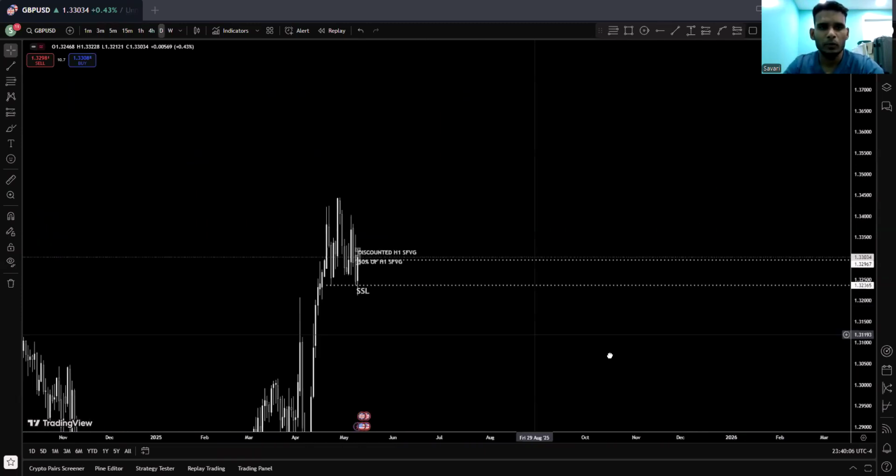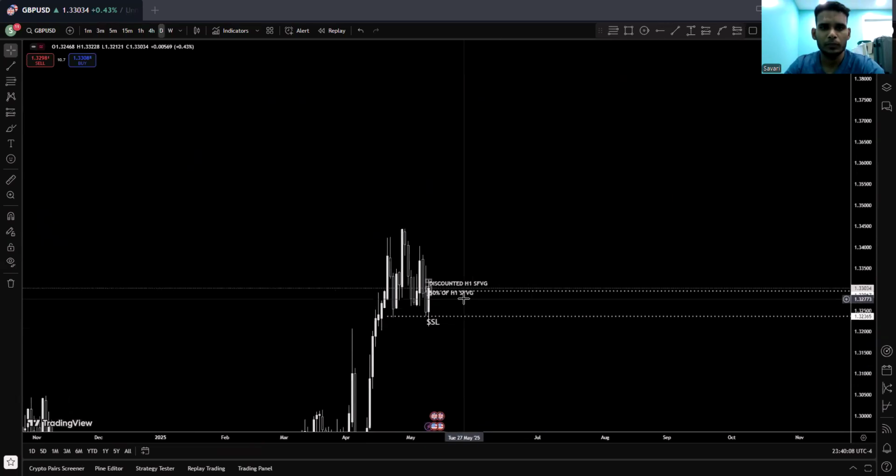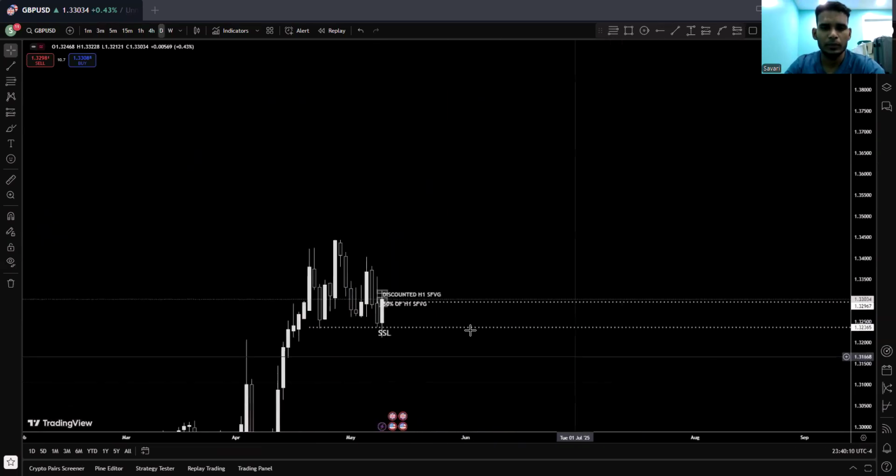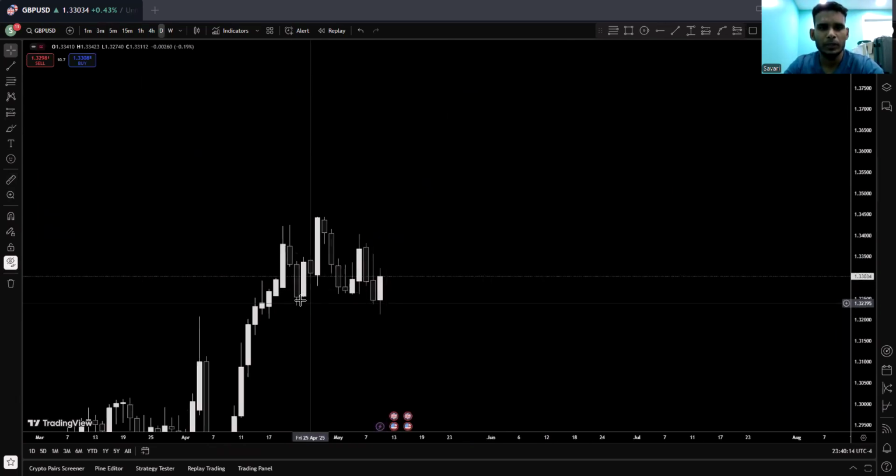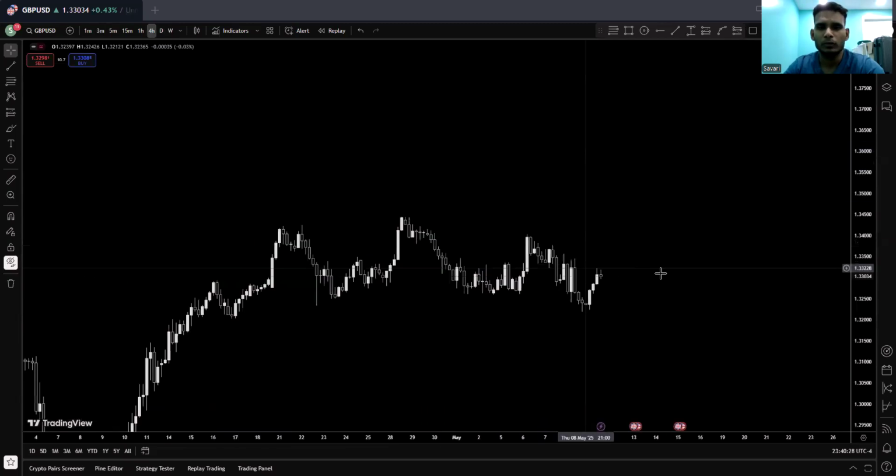The reason for that buy model is nothing but price sweeping all the liquidity, and also sweeping this liquidity. So once the sell side liquidity has been taken, I can look for buys. So I move to the 1 hour.